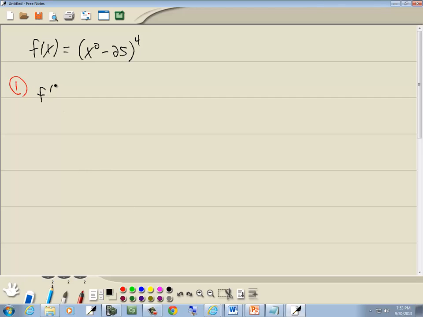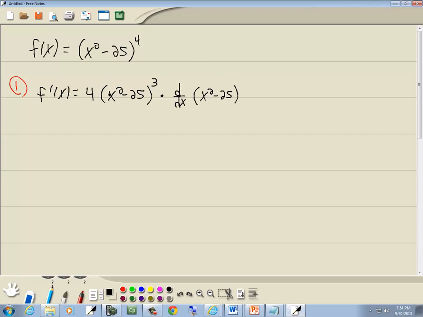Well, this is the chain rule, specifically the general power rule. We've got parentheses to a power. If you've got parentheses to a power, to take the derivative, you take the power and put it out in front. What's inside the parentheses remains as is, so the x squared minus 25. Lower your power by 1. And then you multiply it times the derivative of what's inside the parentheses.